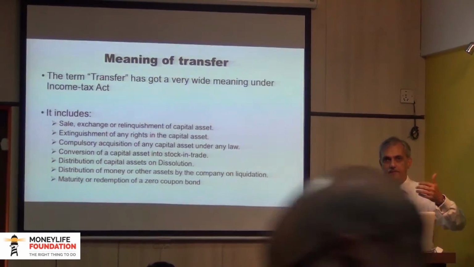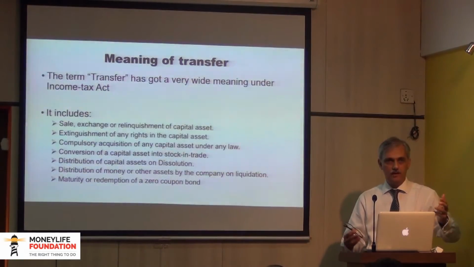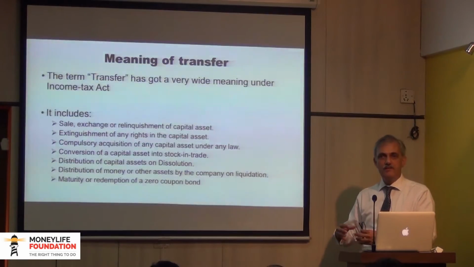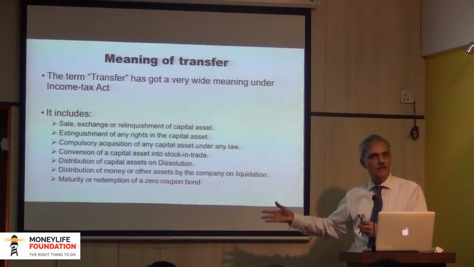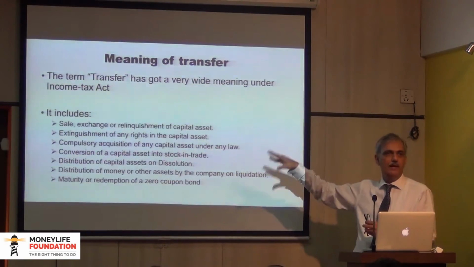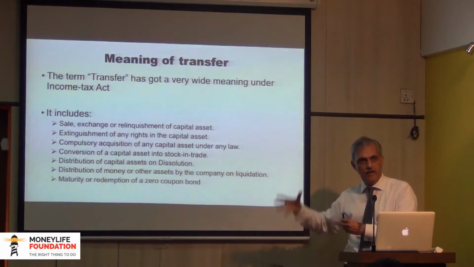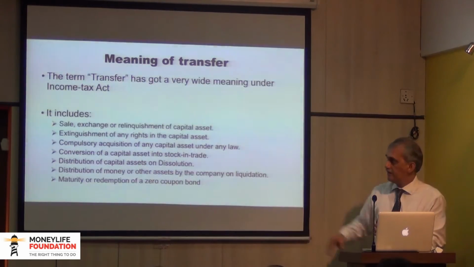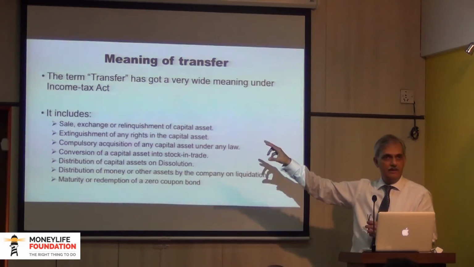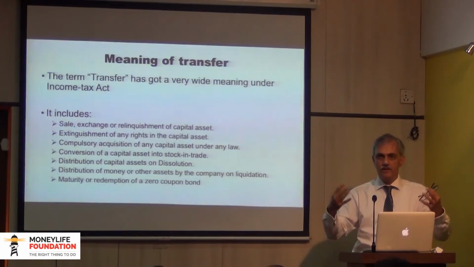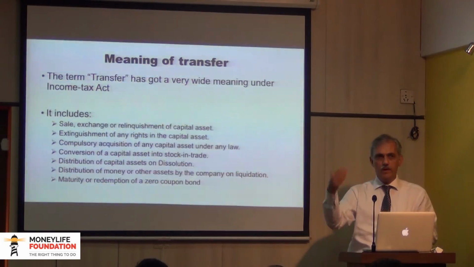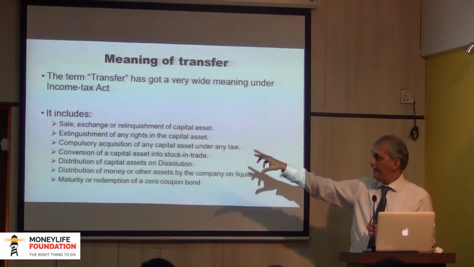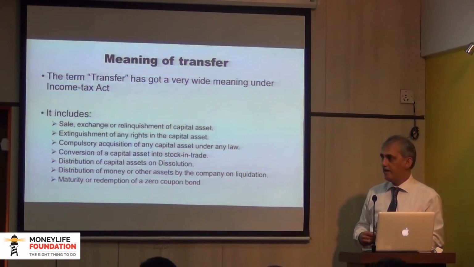A similar kind of definition is there in the case of income, unfortunately. Income includes A, B, C, D, E, F, G, which means that even if there is something other than A, B, C, D, E, F, G, it could be income, because those are only illustrative items of income which are included in the definition. So as far as transfer is concerned, transfer includes sale, which we are all aware of, and which is generally what we all feel is the only thing that gives rise to capital gains. But transfer also includes exchange or relinquishment of a capital asset.